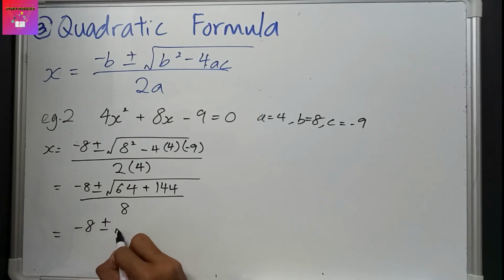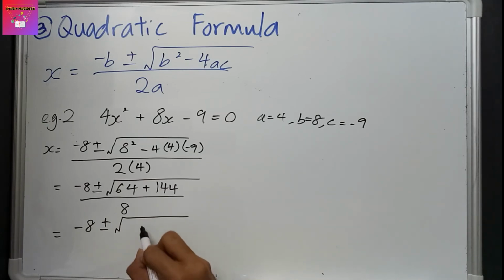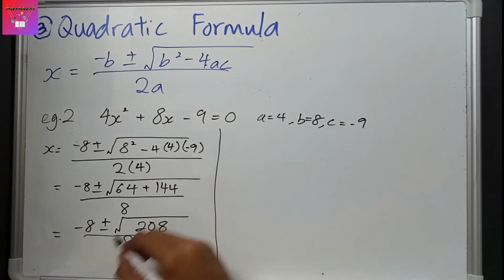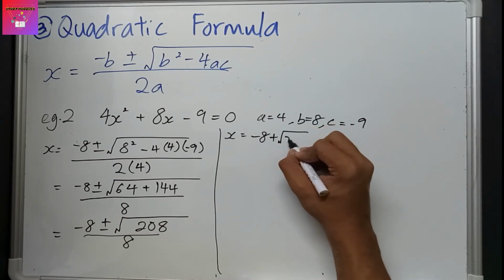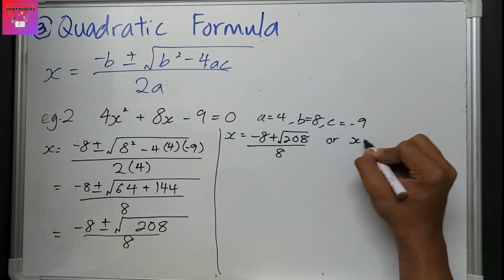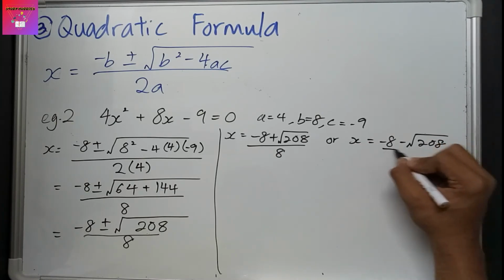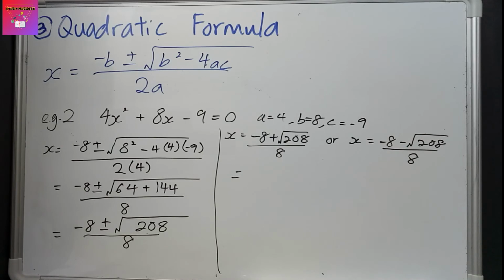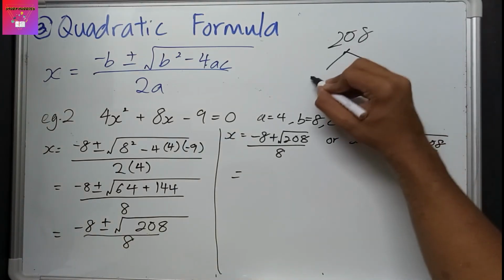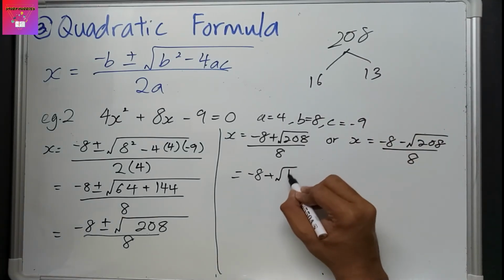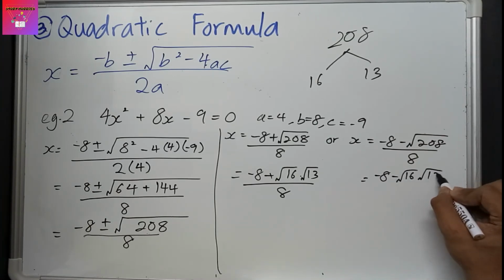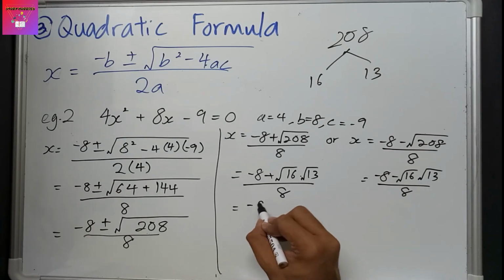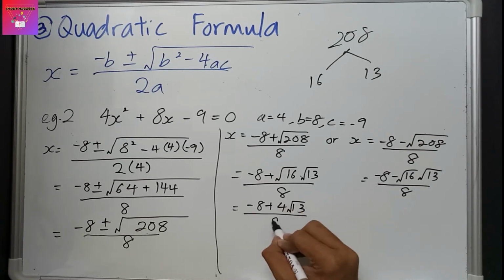So negative 8 plus minus root of 64 plus 144, we are going to get an answer of 208, and we just divide it by 8. Okay, so once we see this plus minus symbol, we can actually split it into individual values. So it's x equals negative 8 plus root 208 over 8, or x equals negative 8 minus root 208 over 8. So if you notice properly, 208 can be simplified into a much simpler number, which is 16 times 13. So negative 8 plus root of 16 times 13 over 8, or here negative 8 minus root of 16 times 13 over 8. So root of 16 you're going to get 4 root 13 over 8.